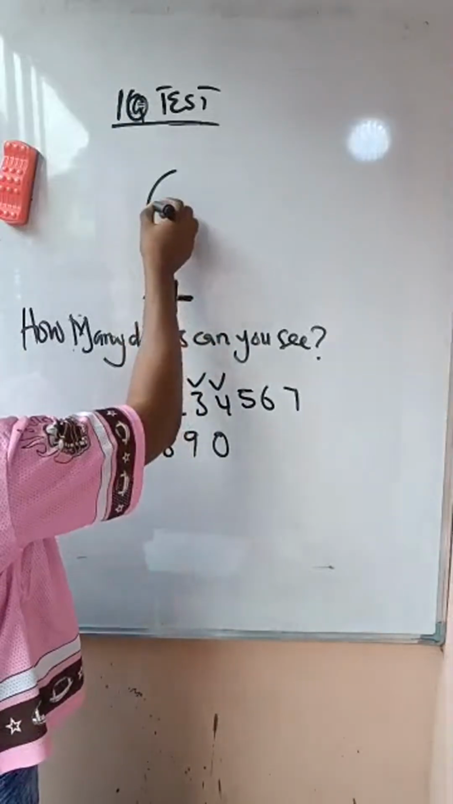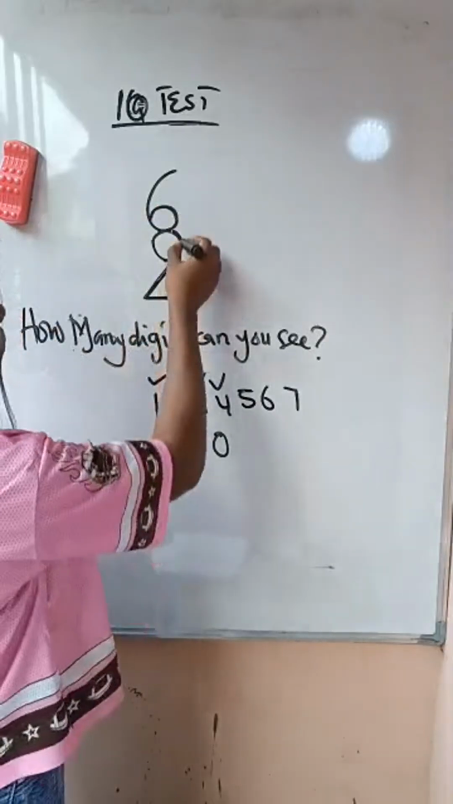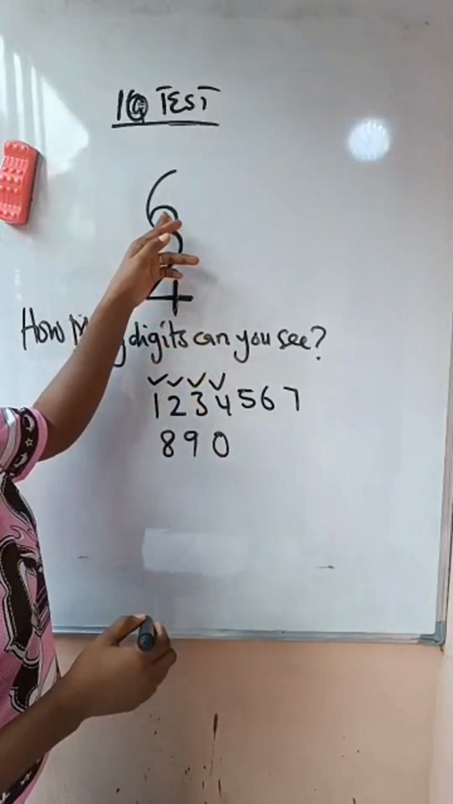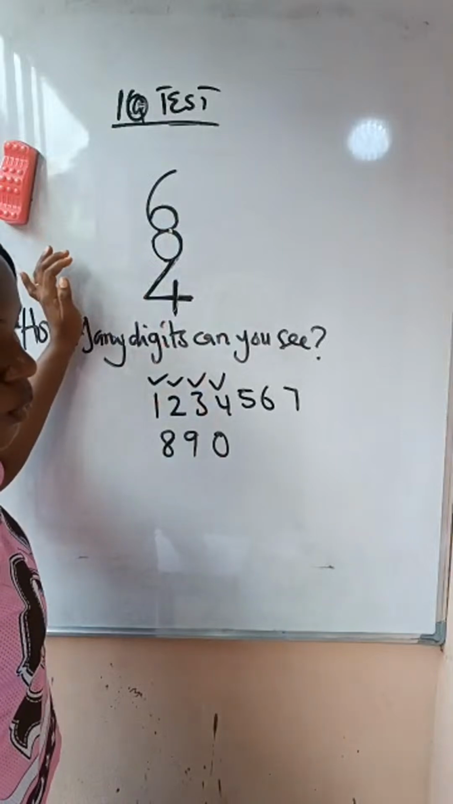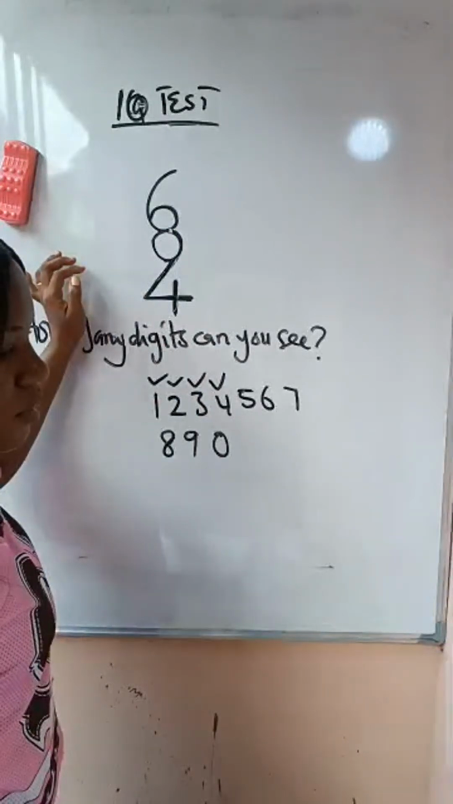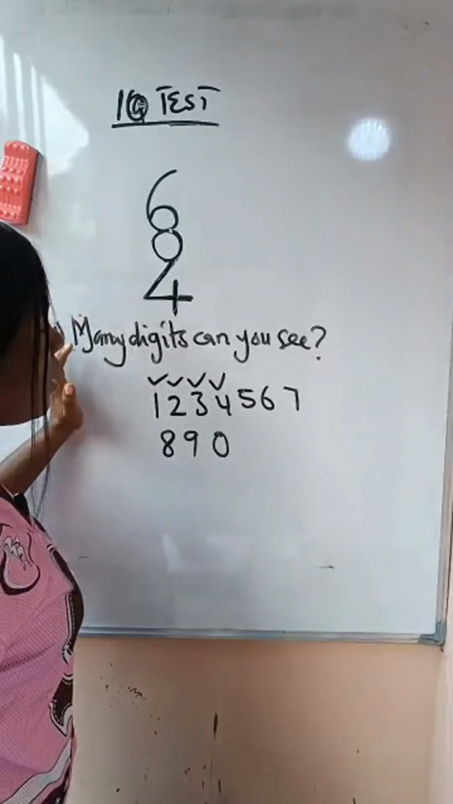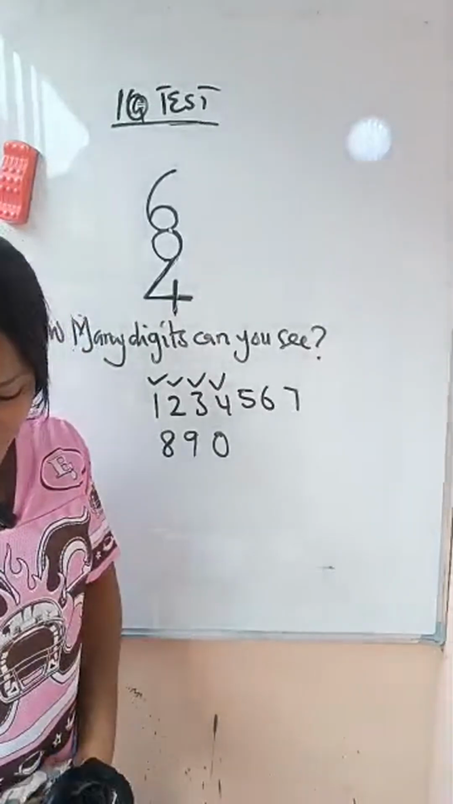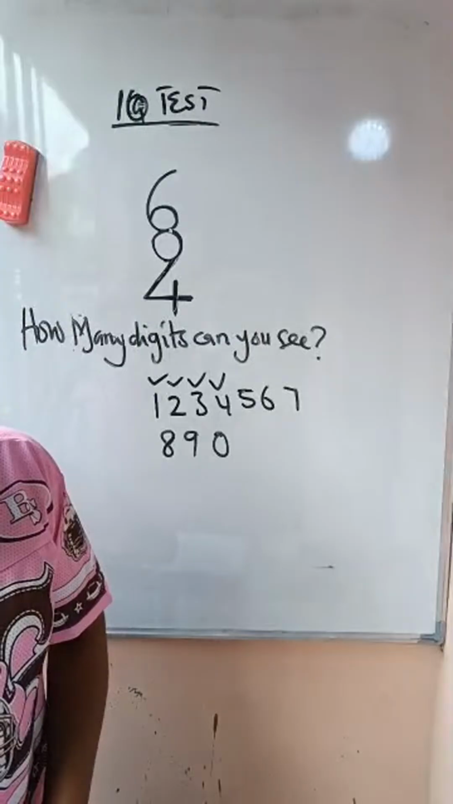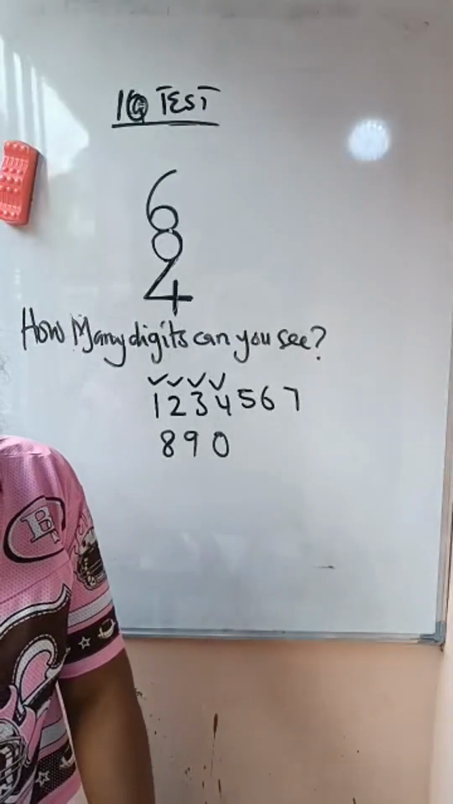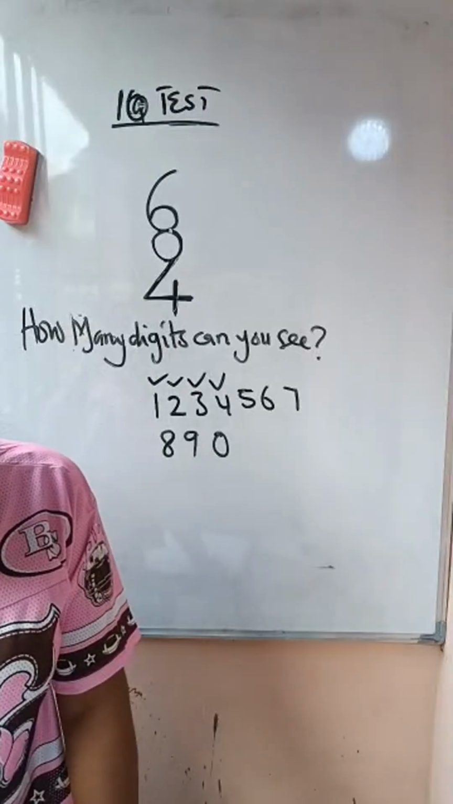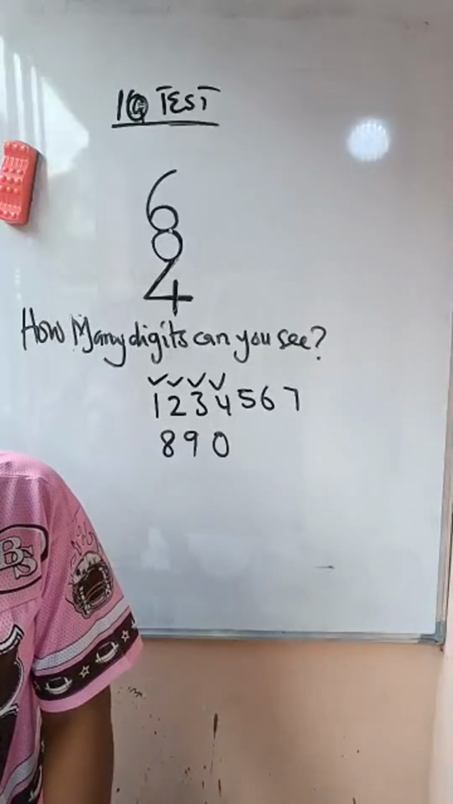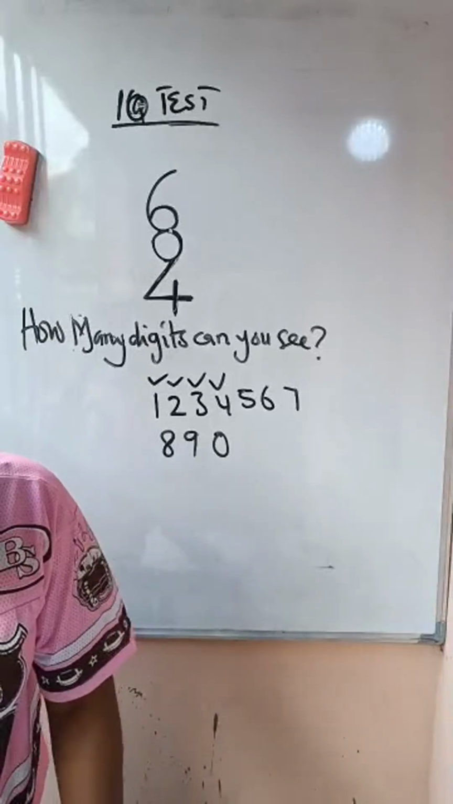Now, 8, we have 8. 9, we have 9. And 0, you can see 0 here or here. So that is it. These are the digits we can see from the board. Very interesting, right? Now I have a simple question that I believe each and every one of us can solve.